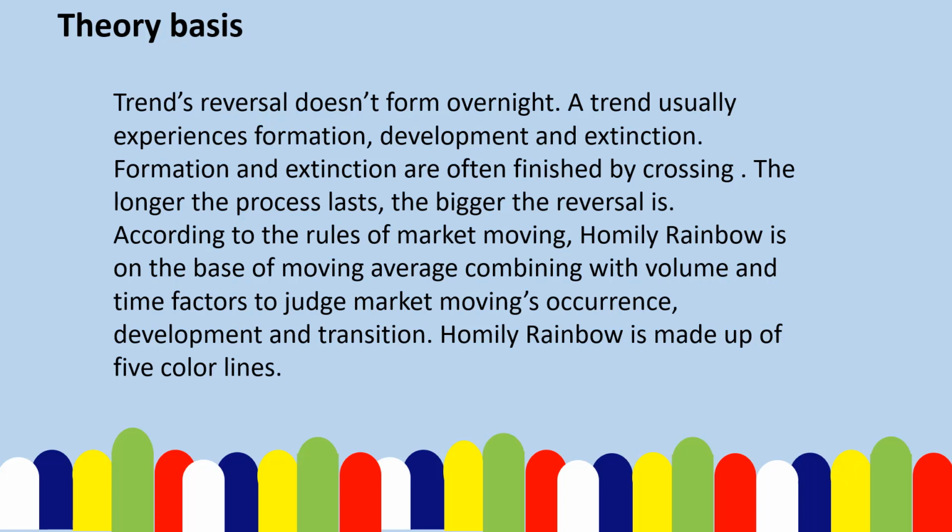So Homely rainbow is made up of 5 color lines. It is made up of lines based on the moving average. Later we will learn about the moving average, how to use the moving average.